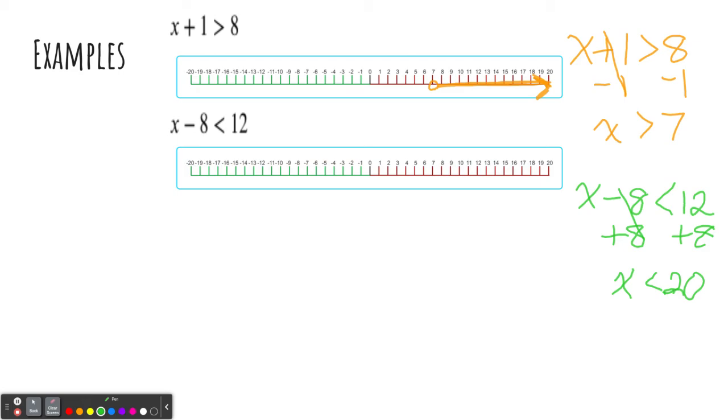Again, because we are less than 20, we cannot equal 20. So I'm going to draw an open circle at 20, and then an arrow pointing at all the numbers smaller than 20. So this arrow will go to the left. You can just kind of shade that in.